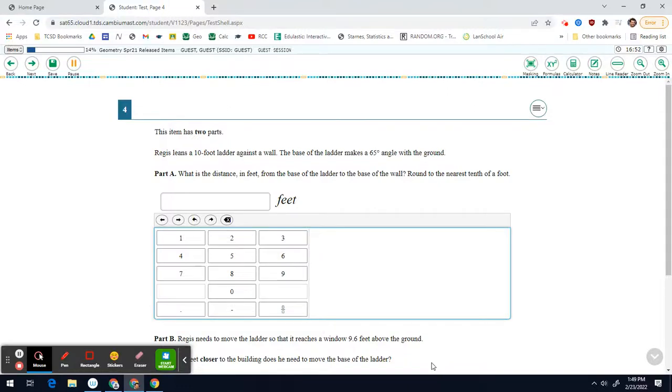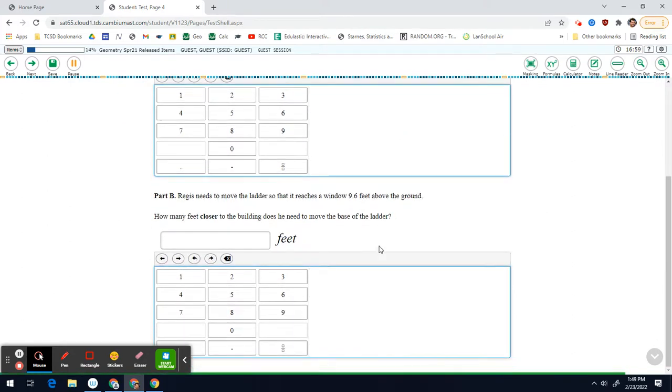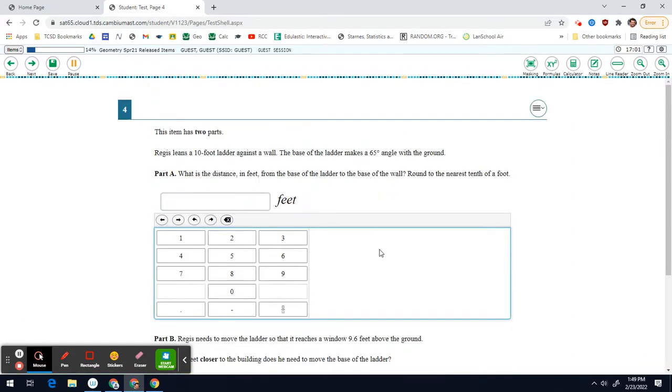Okay, geometry, OST, spring 2021, question number 4. It says this item has 2 parts. So understand if I scroll down, right, part A, part B. So be aware you need to answer both parts.